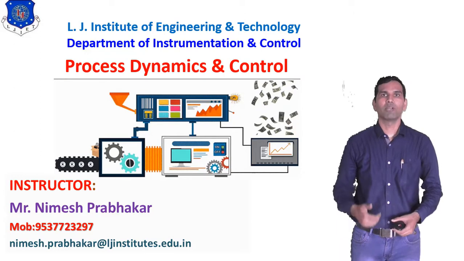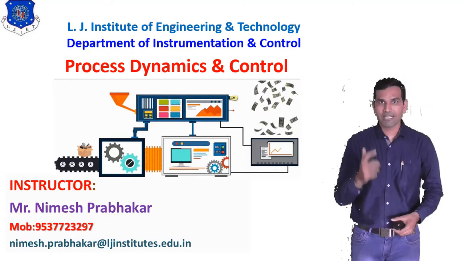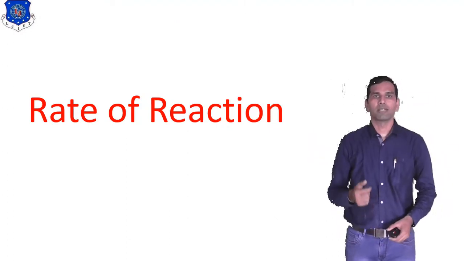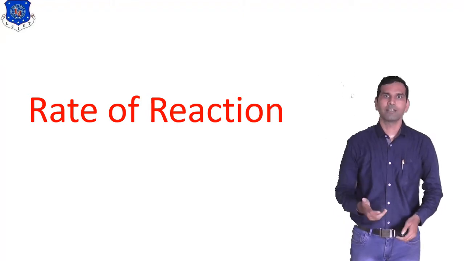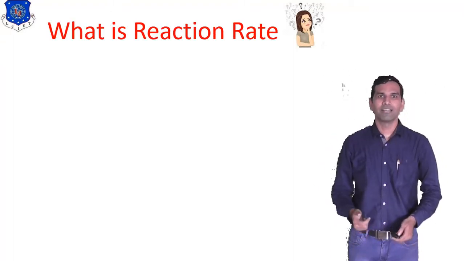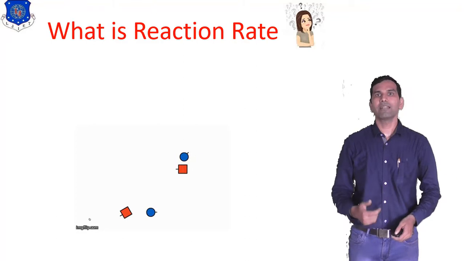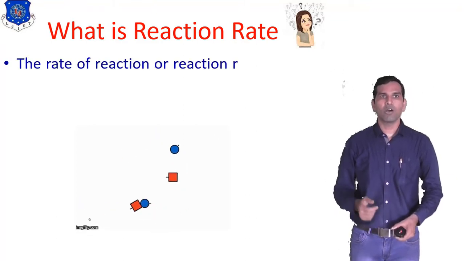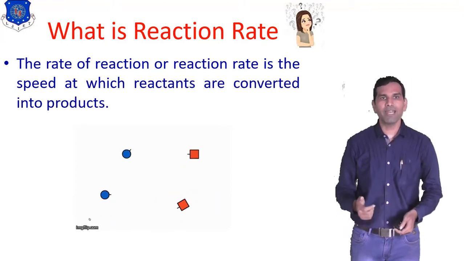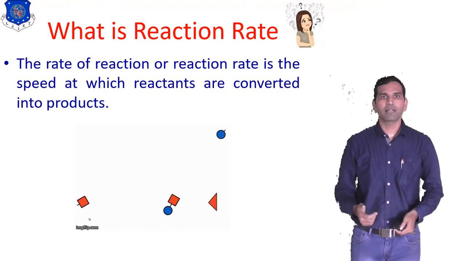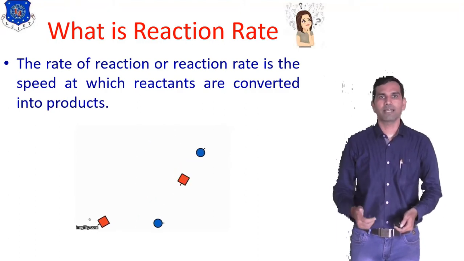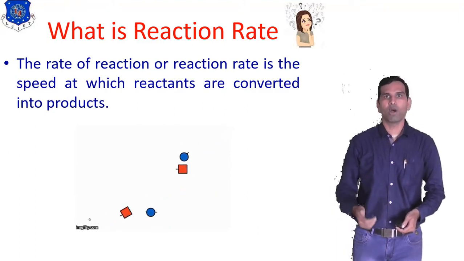In my previous lecture, we discussed the types of reaction. Now, in this lecture, we discuss the rate of reaction. So, first, one question comes to our mind: what is reaction rate? The rate of reaction, or reaction rate, is the speed at which reactants are converted into product. So, this is the definition of reaction rate.